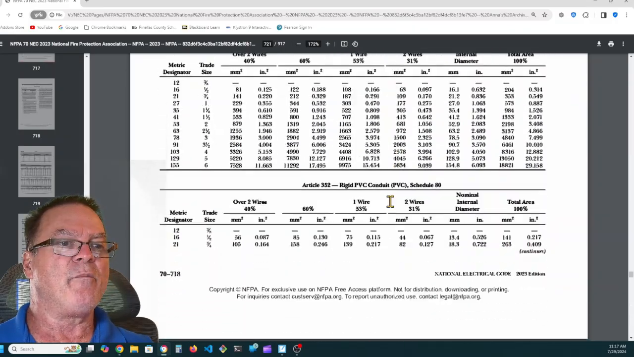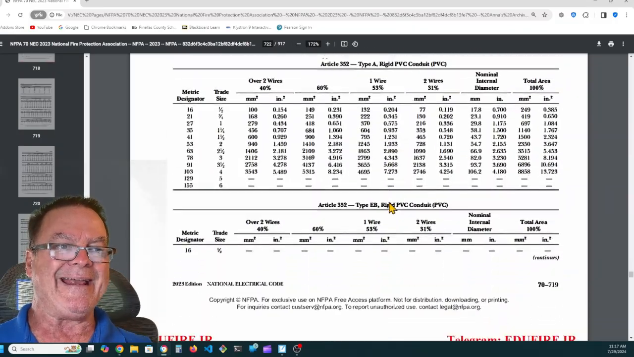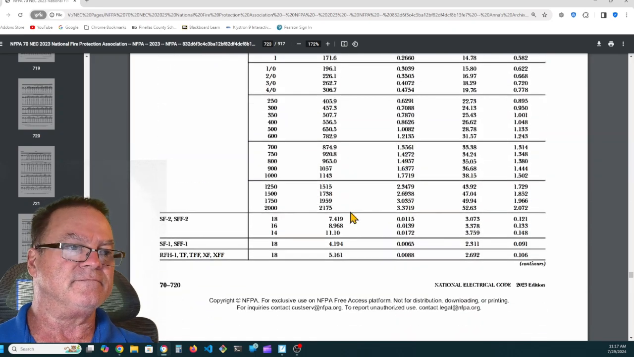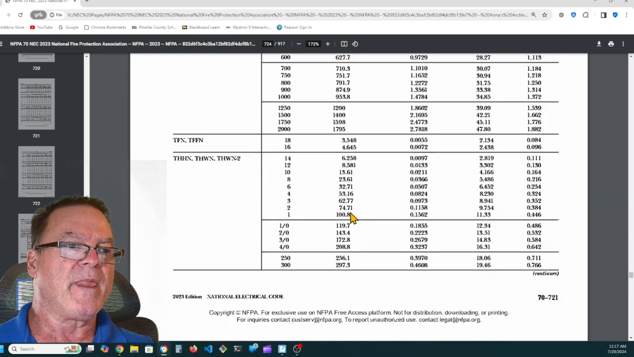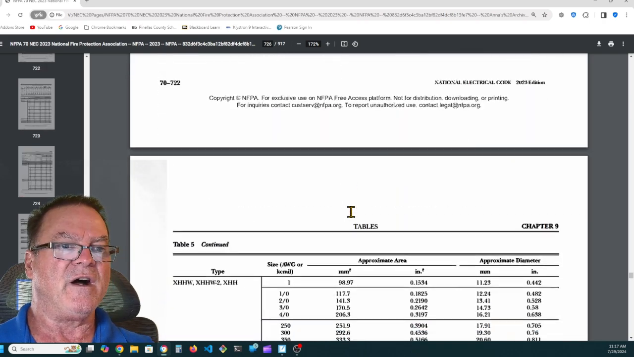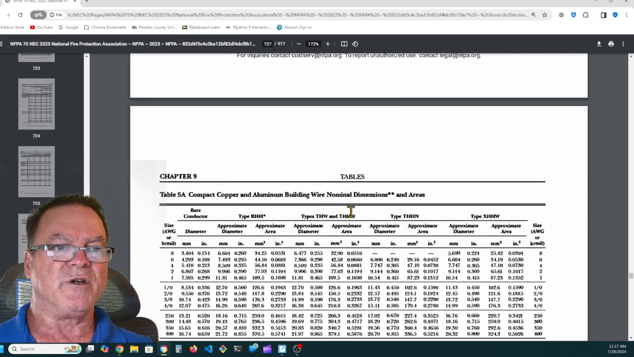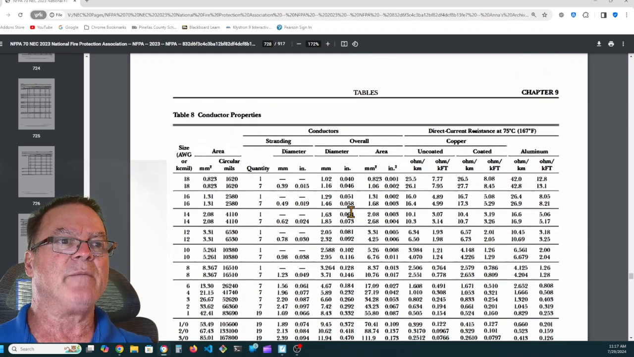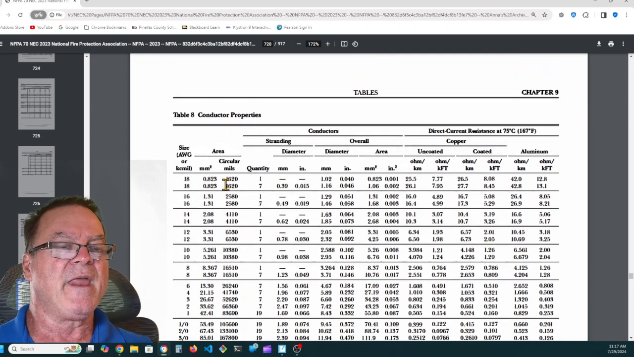If we go past these, we're going to get to Table 8, which is going to give us conductor properties. Let's see, this is Table 5, which is also a good one to know because you're going to need Table 5 when you're doing conduit fill. Here's Table 8, conductor properties.